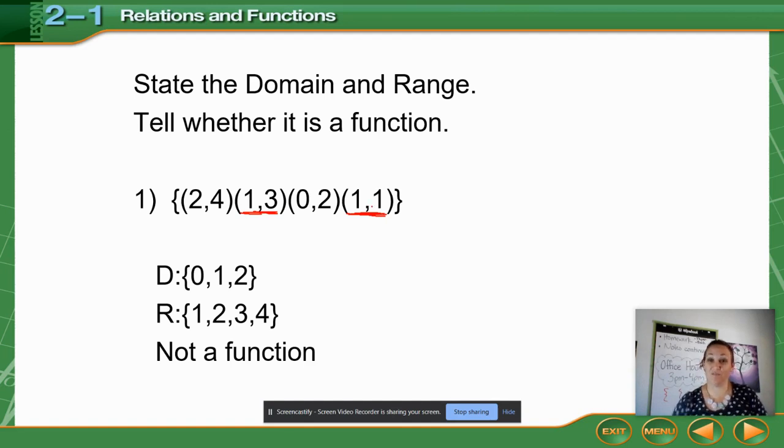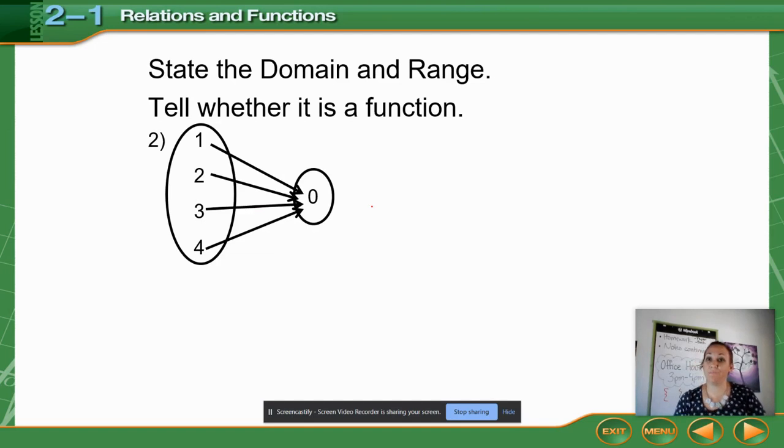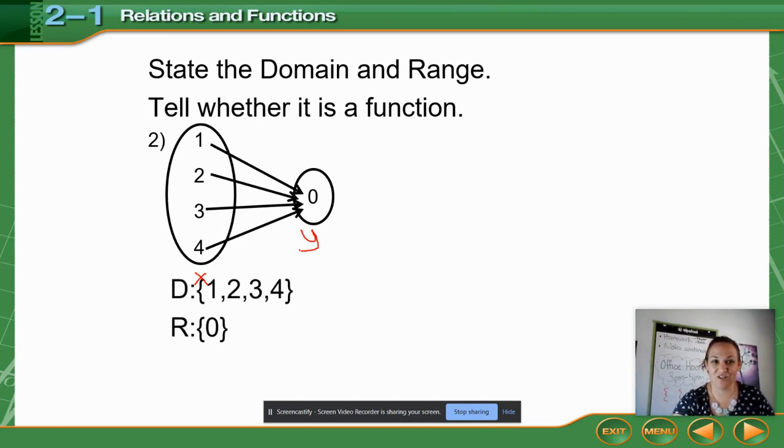All right, let's move on to our next type of relation, which is a mapping. If you've not seen these before, essentially it's already listed out the domain and range for you. It's actually really nice. They put all of the x's in the first circle, and all of the y's in the second circle. That just means that the first circle is your domain, and the second circle is your range. So you don't even have to think about it too much. It's just the first one's domain, second one's range.